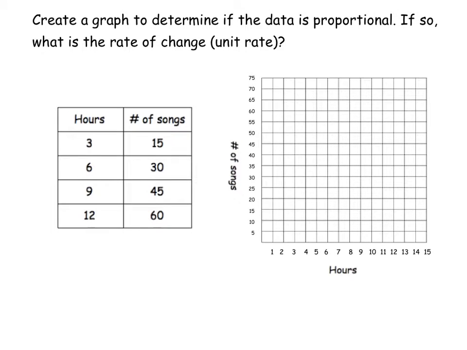Now, if we review from yesterday, what you need to do is create a graph from the table and determine if it's proportional or not. So remember, we're going to graph all of these points on the grid. I like to think about the graphs, when we graph them, as ordered pairs. So 3 hours, 15 songs we can think of as 3:15. You go over 3 and up 15.